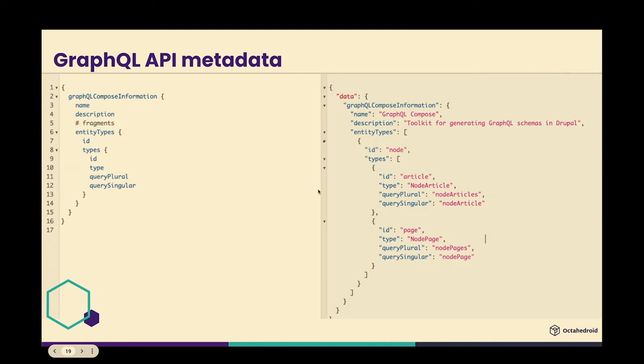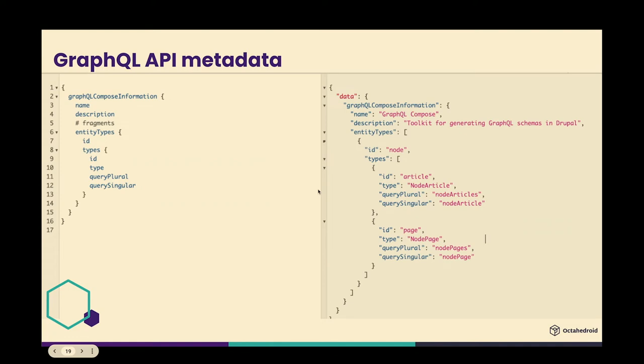It exposes data from your content type. You know, it's entity node, the bundle is article, or it's page, and it tells you what the type definition on the system is. Article is of type node article. Article has this plural query that's called node article. So it means it's exposing metadata from the GraphQL, so you can take advantage of this data and build applications.